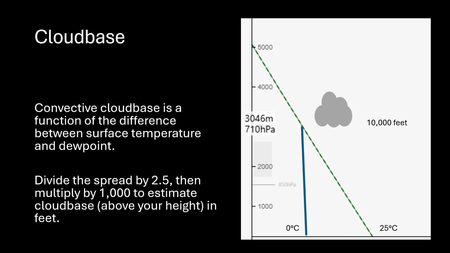The simple formula we can use to calculate how high above us cloud will form is shown here. We firstly calculate the difference between the air temperature and the dew point temperature. In this example, it's 25 degrees. Then we divide the figure we have by 2.5, then multiply the outcome by 1,000. In this example, we would expect cloudbase to be 10,000 feet above us. This is the predicted convective cloudbase in feet above the height that the two temperatures have been measured.